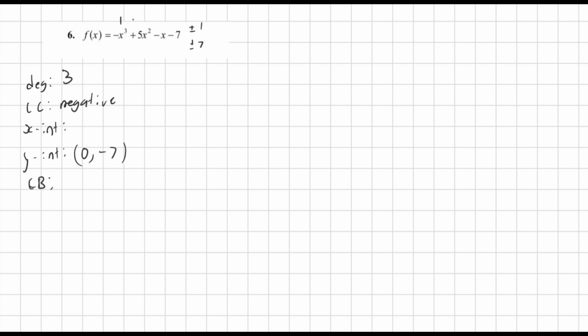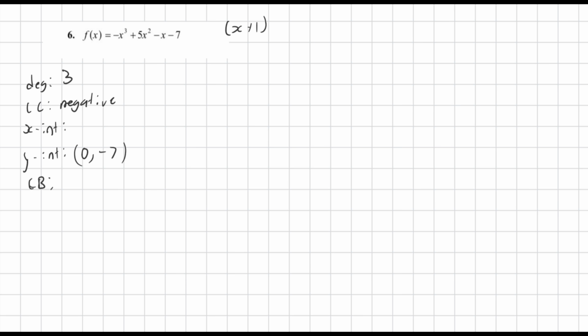-1 squared is 1. Negative times -1 is 1. -7. So 5 plus 1 is 6, plus 1 is 7, take away 7 is 0. So we know that -1 is one of the x-intercepts. So it's going to be equal to x plus 1, because if x is -1, then -1 plus 1 is 0.